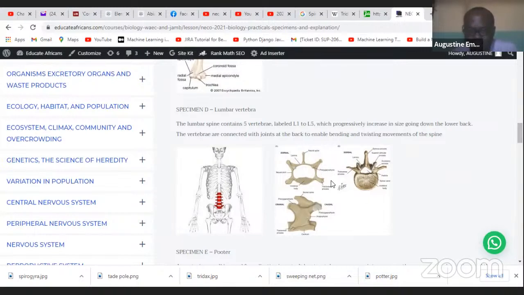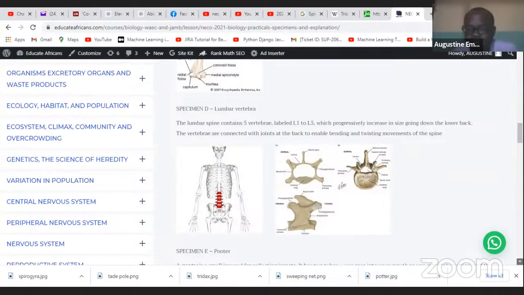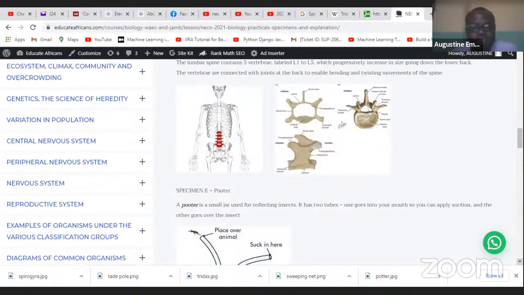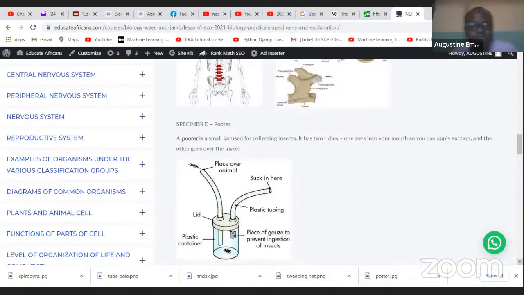So these are the various views of each. So that is specimen D. Specimen E is the potter, and the potter is simply a small jar used for collecting insects. It has 2 tubes. One goes into the mouth, so you put one into your mouth, whereas the other tube is close to the insect, so that once you suck, the insect gets collected inside this tube. So one goes to your mouth, so you can apply suction, and the other goes over the insect.